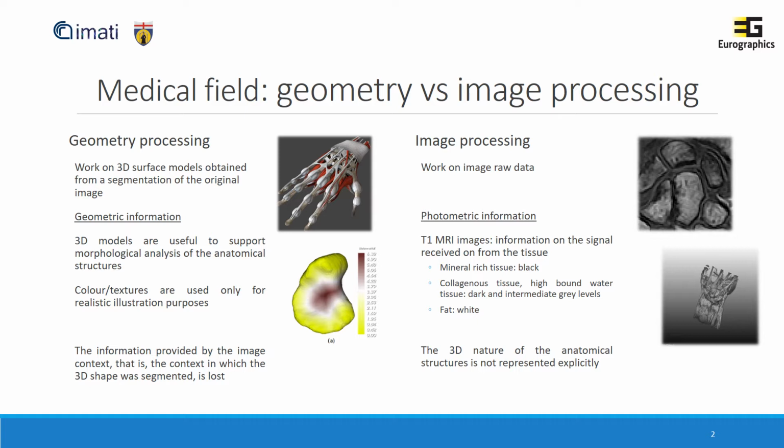At the present state, to our knowledge, color and texture are used only for realistic illustration purposes, because the information provided by the image context are lost in the segmentation process.